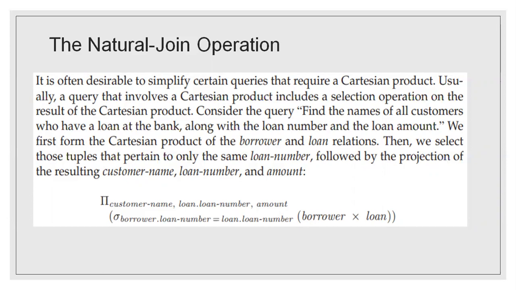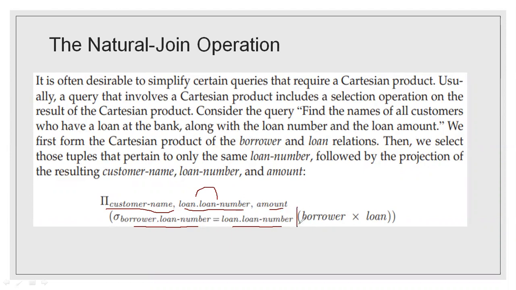So the query for that is projection by customer name, loan number, and amount. So this match is required. This is the projection. Borrower.loan number equal to loan.loan number. It must be there. Then and only then will we get the names of all customers who have a loan at the bank along with the loan number and the loan amount.